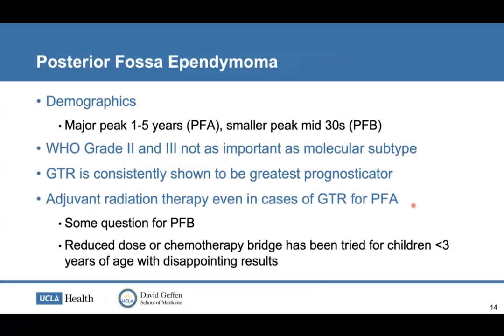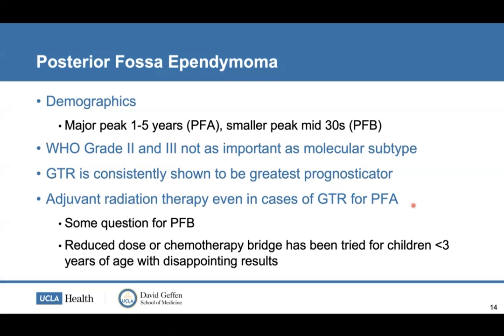There are two major peaks as far as patient age. Patients from 1 to 5 years old are typically where the PFAs are. There's a smaller peak for these posterior fossa ependymomas for patients in their mid-30s, which are typically the PFBs. From classic WHO criteria, these are typically grade 2s and 3s, but as far as prognosis goes, these are not as important as the molecular subtype.